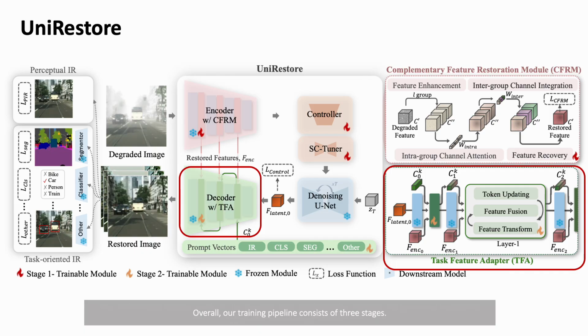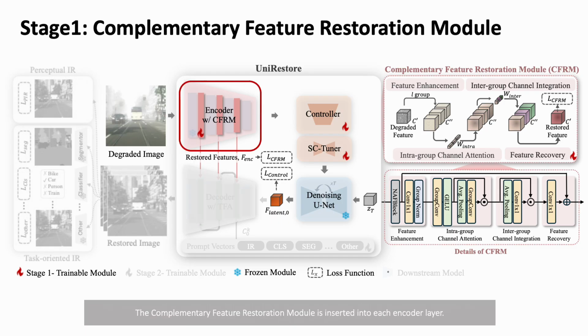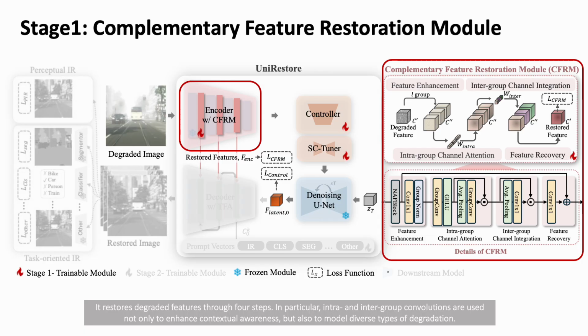Overall, our training pipeline consists of 3 stages. In the first stage of training, we focus on adapting the diffusion model to the image restoration task, specifically on restoring features from degraded inputs. We use a perceptual restoration dataset to train the Complementary Feature Restoration Module, the controller, and the SC tuner. The Complementary Feature Restoration Module is inserted into each encoder layer. It restores degraded features through 4 steps.